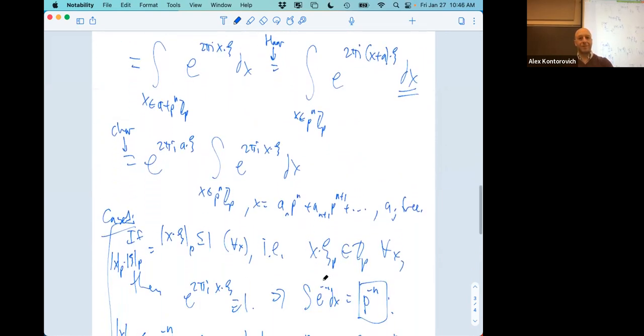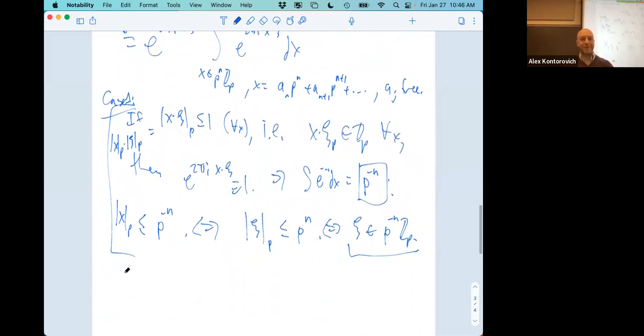Let me see what happens when. That's right, case 2. Case 2 is that c is not in p to the minus n Z_p.